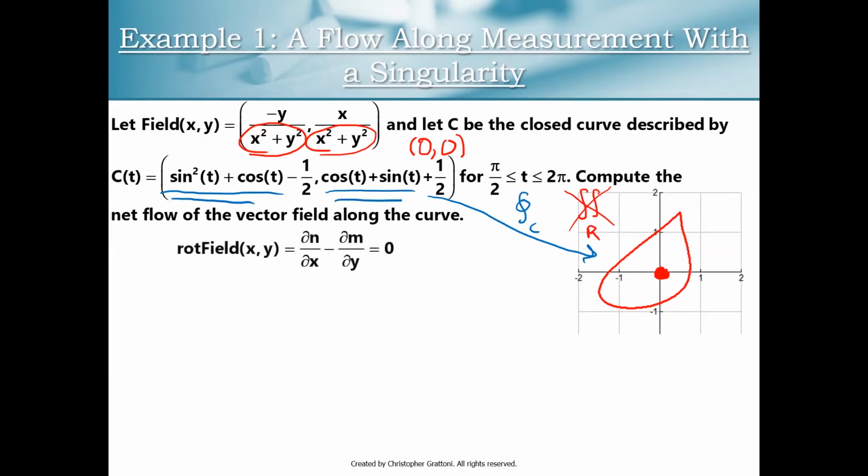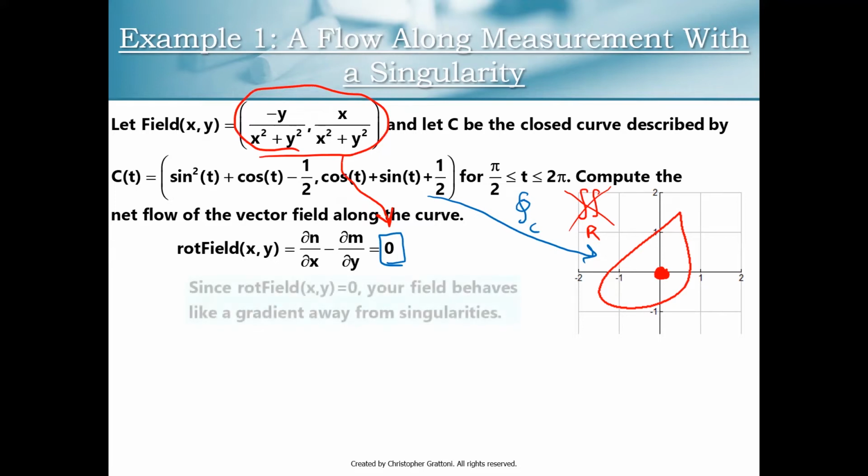So we go ahead and we compute the rotation of our vector field, and it actually turns out to equal 0. And this is something that's actually worth verifying on your own. I highly recommend taking out a sheet of scratch paper, taking this vector field, and computing dN/dx minus dM/dy just to see how everything simplifies, and you are going to get that the rotation of the vector field is equal to 0. That means that we have almost a gradient field, right?